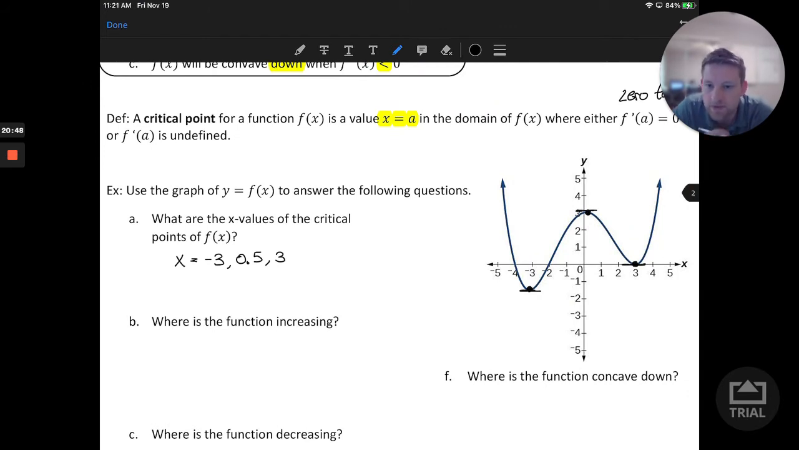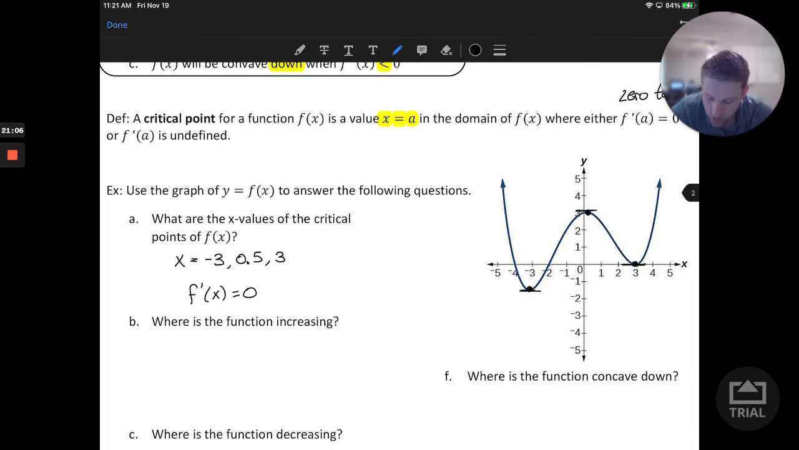So again, these are the points at which f prime of x is equal to 0. Those are our critical points. That would be defined as those 3 values, -3, 0.5, and 3, approximately.